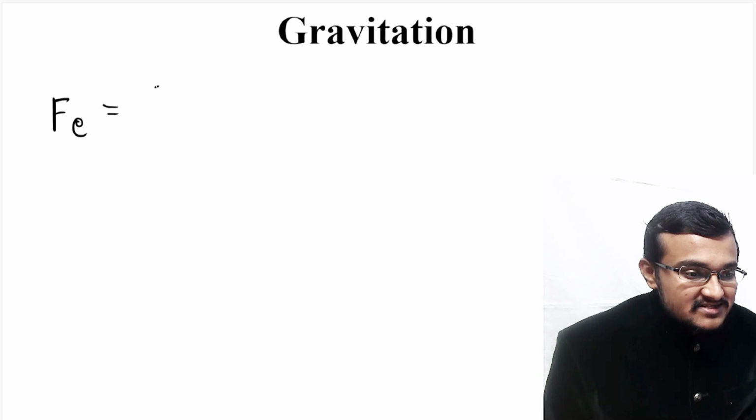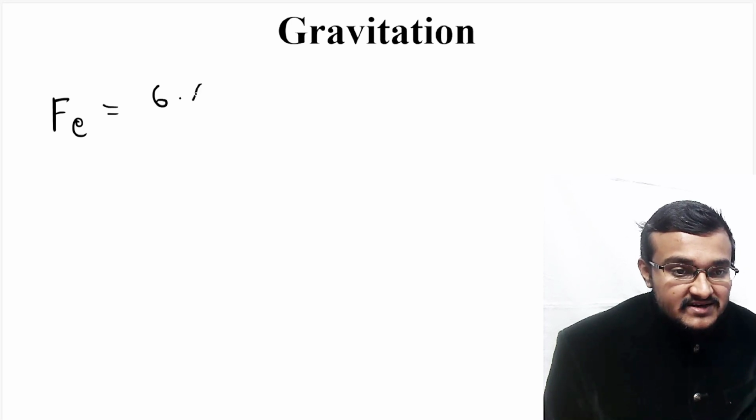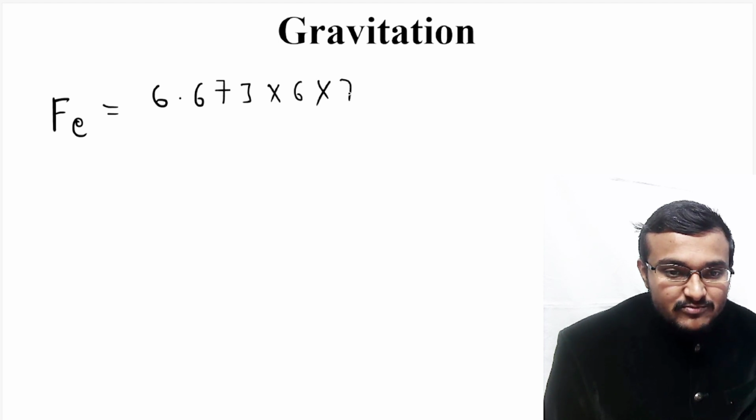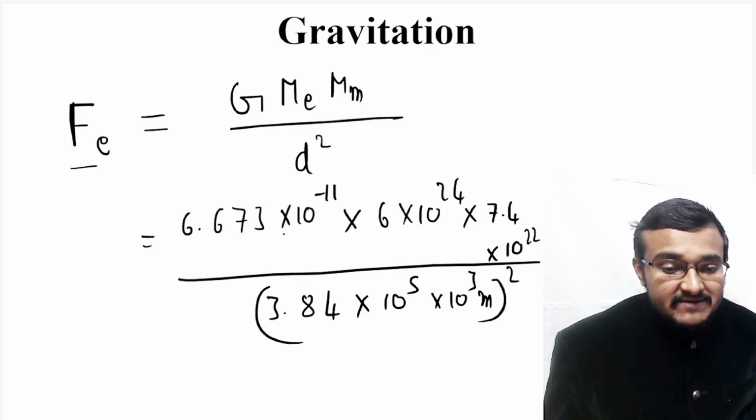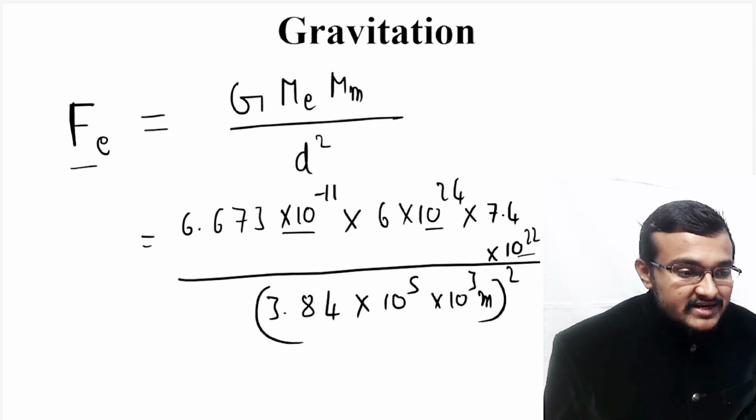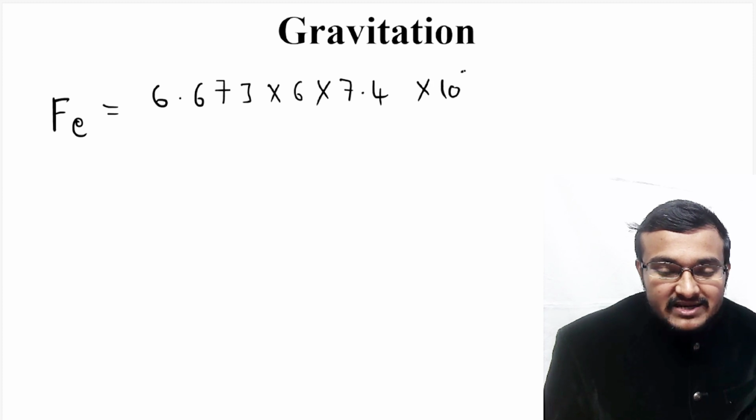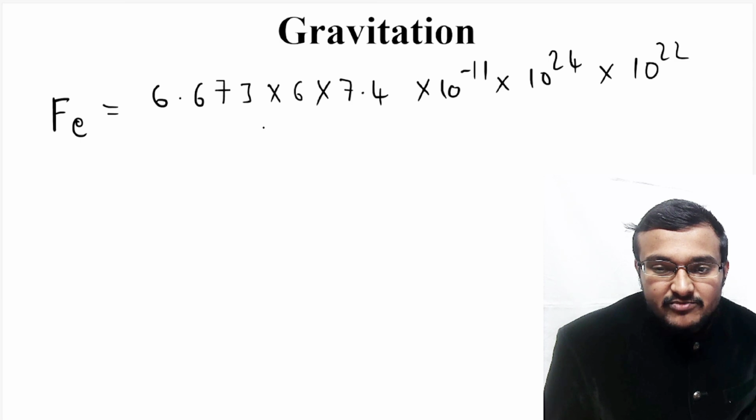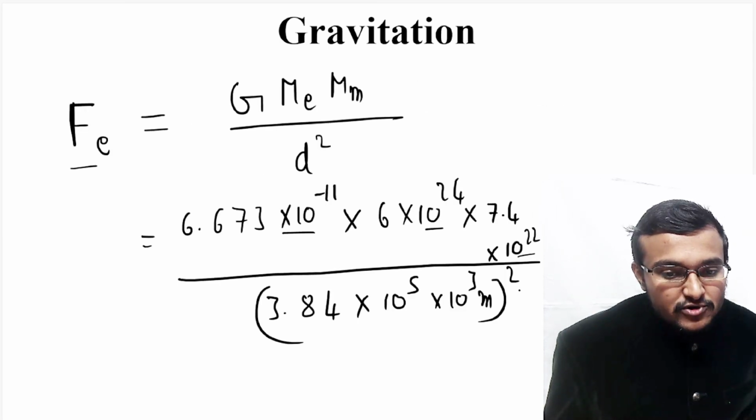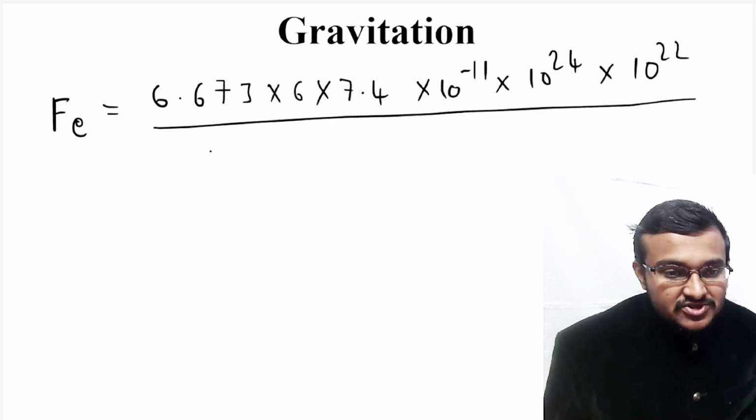So that is equal to, let us separate all these 10 powers to one side. 6.673 into 6 into 7.4, we'll group them together, and these 10 powers we can group together. So 10 power minus 11 is there, 10 power 24 is there, 10 power 22 is there. Divided by distance, you can clearly see 3.84 whole square is there. 10 power 5, 10 power 3 is also there inside the bracket only. So 3.84 whole square will be there.